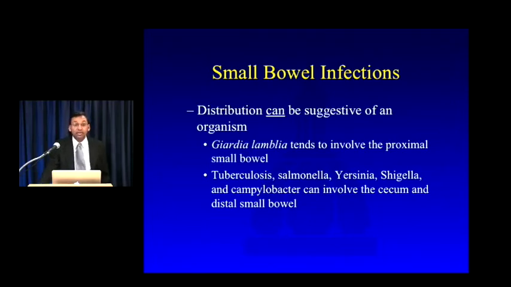Now, as I mentioned earlier, typically you can't make a diagnosis of a specific organism based on a CT scan, but there are instances where the distribution can theoretically be suggestive of an organism. For example, Giardia tends to involve the proximal small bowel, and that's a classic finding we all learned when we were trying to learn fluoro as residents.